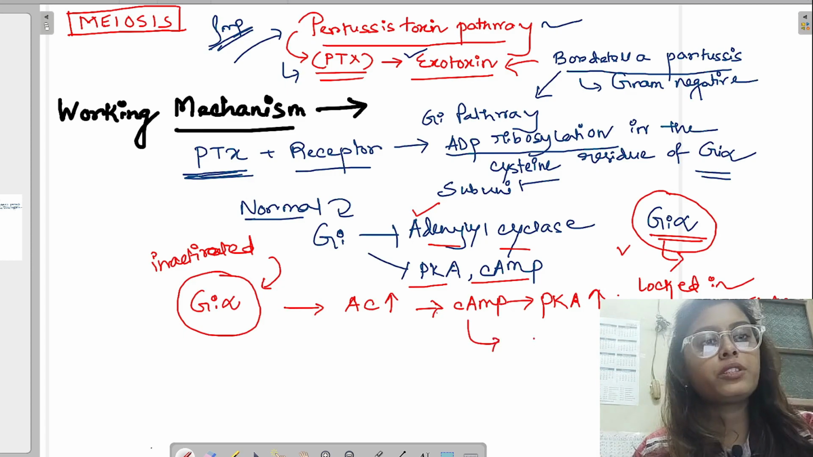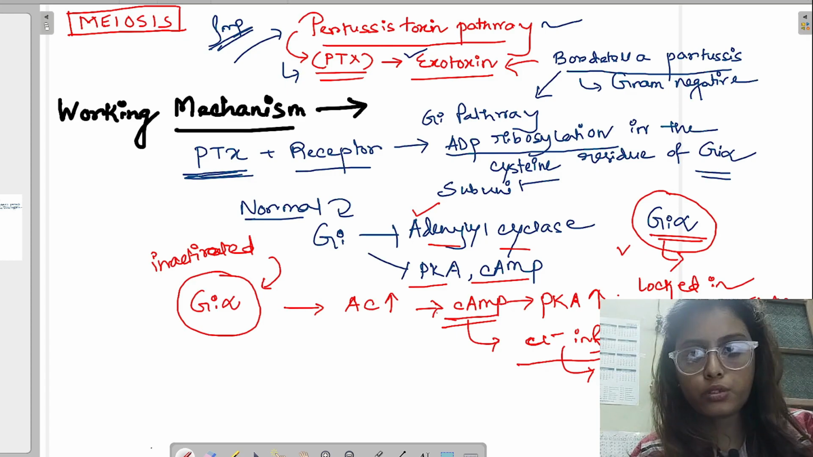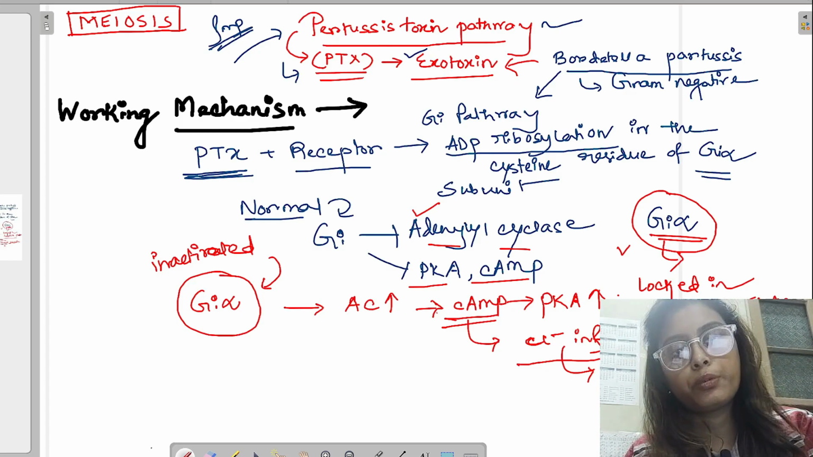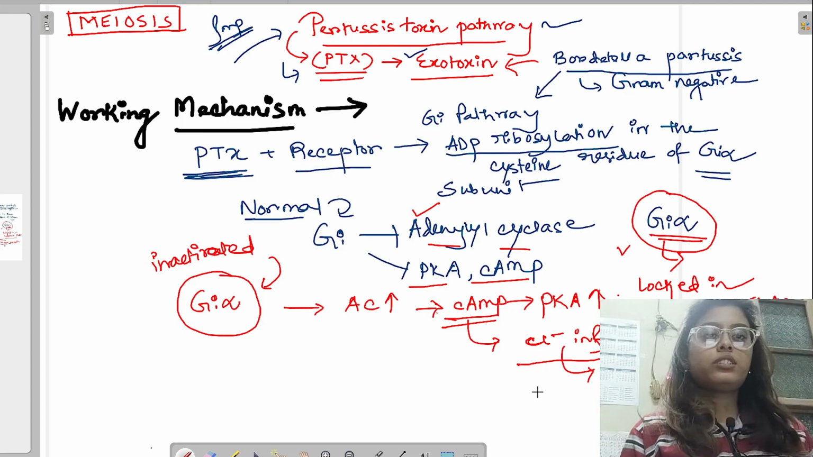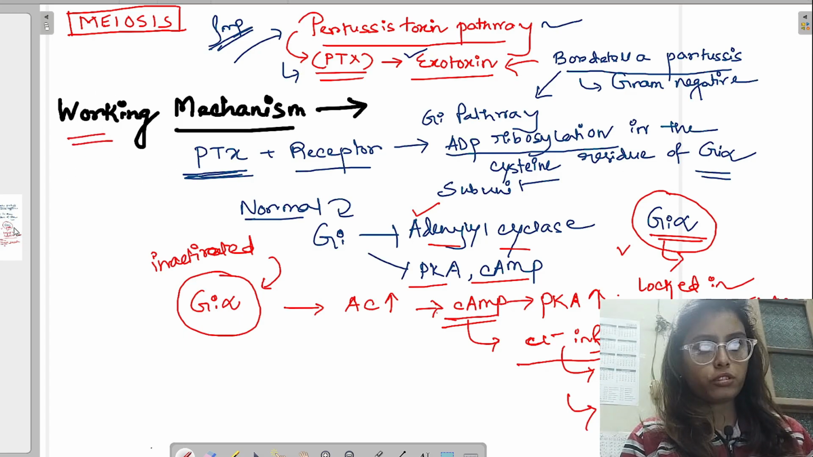And cAMP also helps in the chlorine influx in the respiratory tract epithelium cells. Because it is the ligand of the ligand gated ion channel, the chlorine influx will lead to mucus secretion. So the body will produce a mechanical jerk to remove the mucus from the body, and the whooping cough will be produced. So this is the disease condition known as whooping cough, and this is the working mechanism of the pertussis toxin pathway.